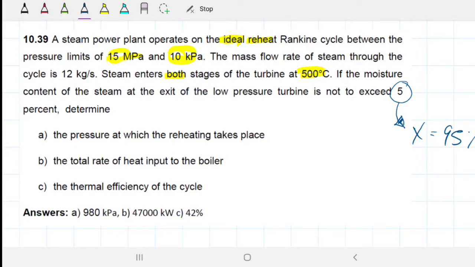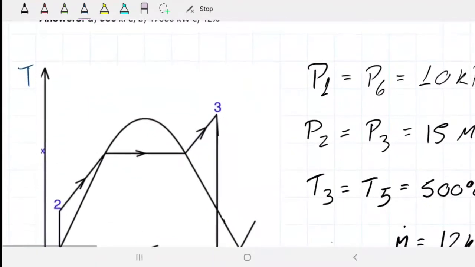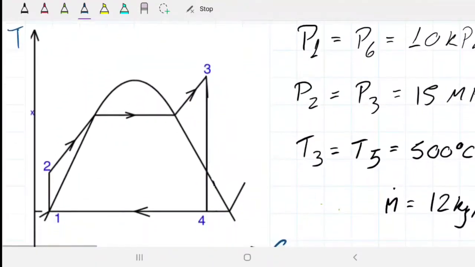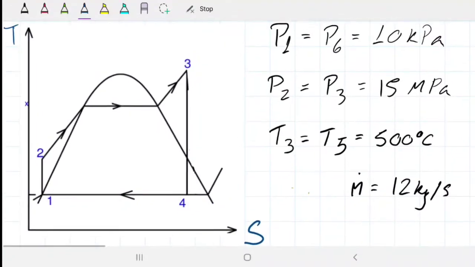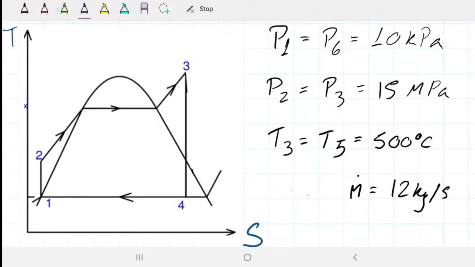So under these conditions, determine the pressure at which the reheating takes place, the total rate of heat input to the boiler, and the thermal efficiency of the cycle. Okay, so let's have a look at a normal, let's say, a simple Rankine cycle. Okay, so we have a TS diagram here in the corner, and then we would go 1, 2, 3, 4.